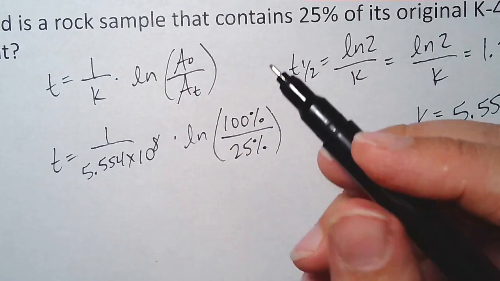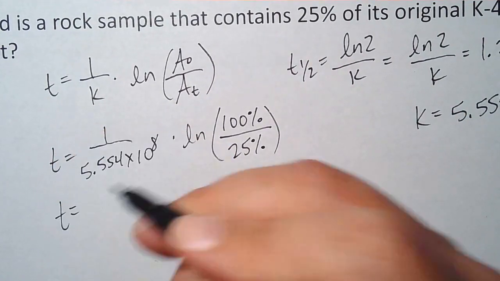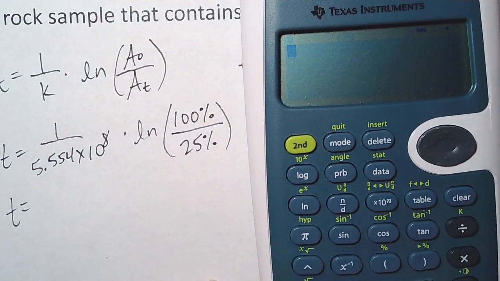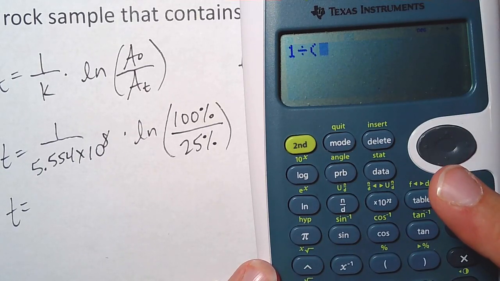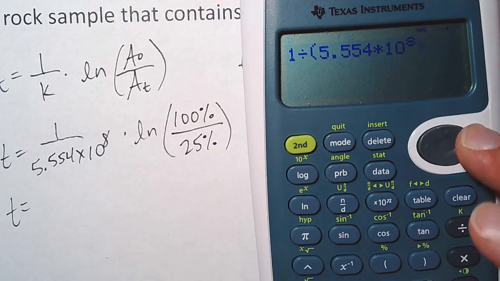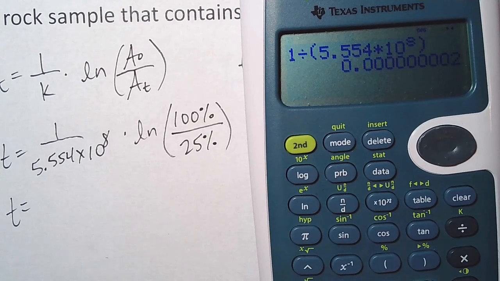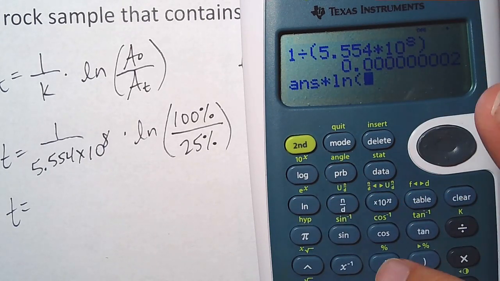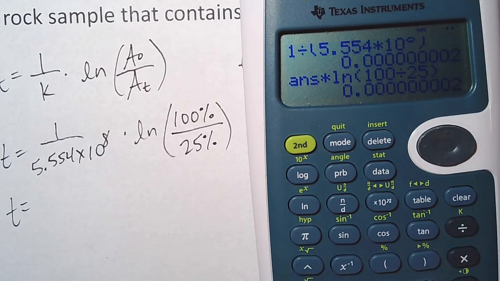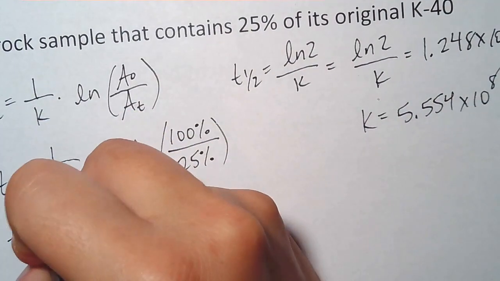Everything on the right side is a real number. So 1 divided by 5.554 times 10 to the 8th times ln of 100 divided by 25. So it looks like 2 times 10 to the 9 years.